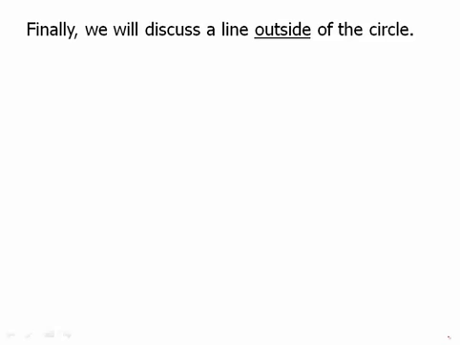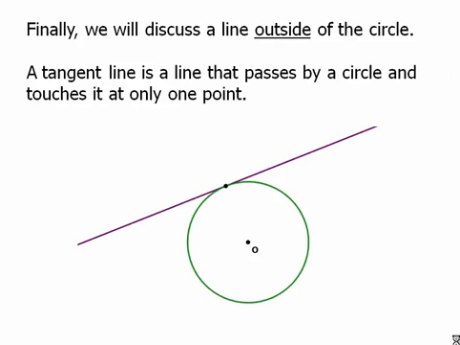Finally, we will discuss a very special kind of line outside the circle. A tangent line is a line that passes by a circle and just touches it at only one point. The word tangent actually means to touch. We get the English word tangible from this same root.